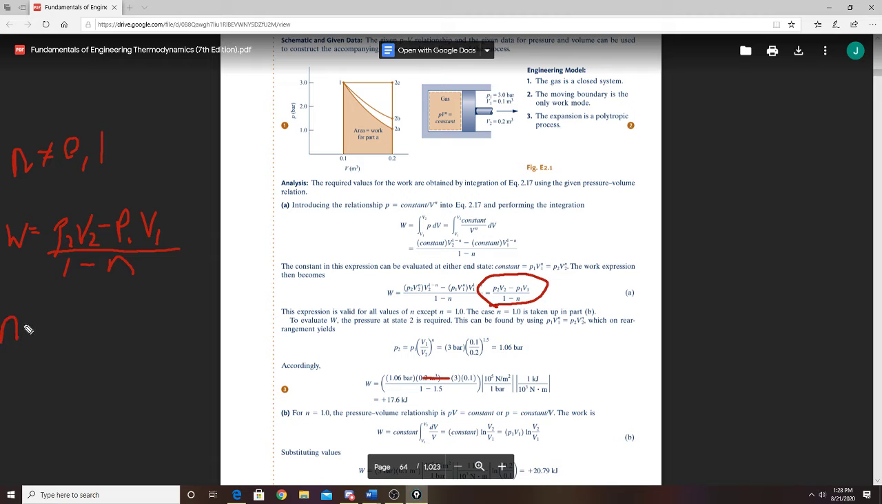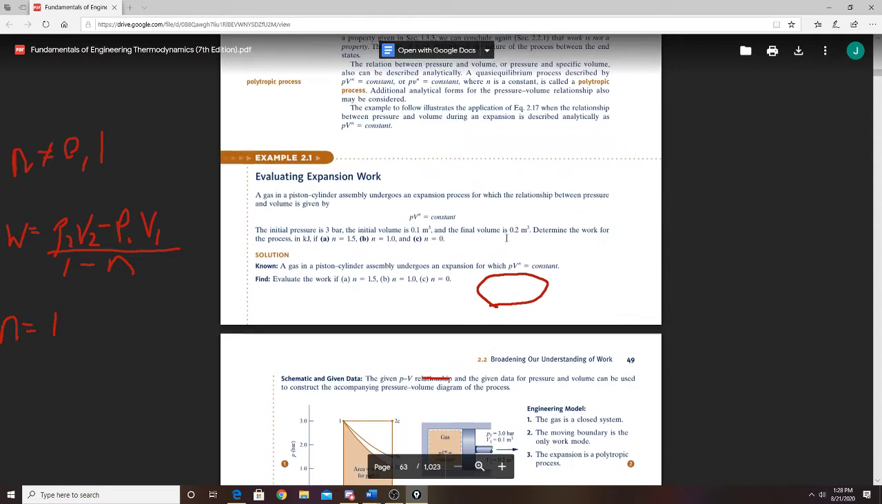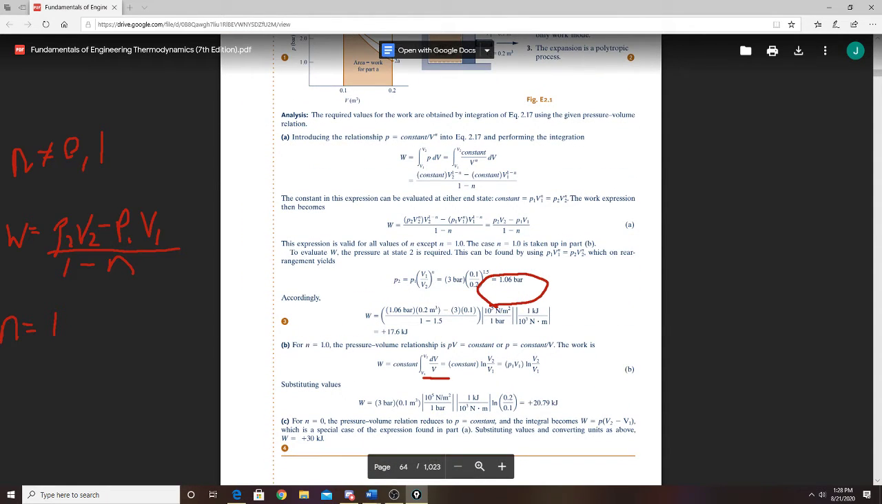Now, when n is equal to 1, you go down to the next step, which I don't remember if they did 0 first or 1 first. Yeah, they did 1 first. Okay. So the next one is logarithmic integration. So it's right here. Essentially, you have work is equal to, because they pulled out a constant, this right here.